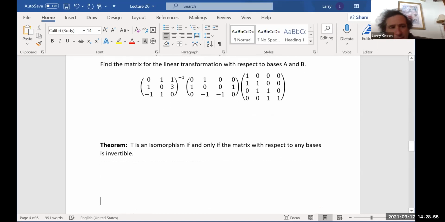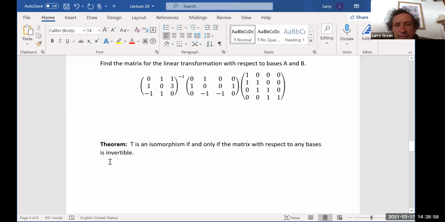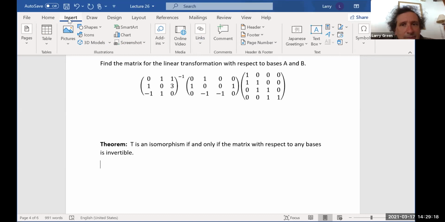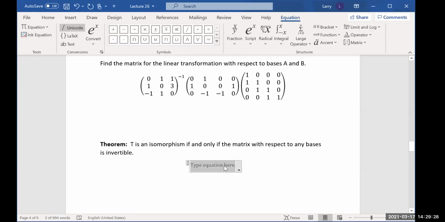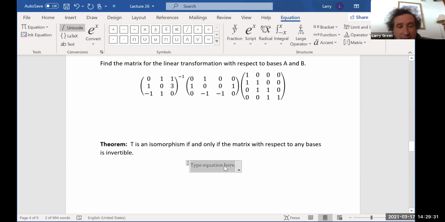Any thoughts? I don't see y'all jumping in. I'm thinking that if we change coordinates, it doesn't change the fact that it is 1 to 1 or onto. Yeah, in particular, it doesn't change the determinant.